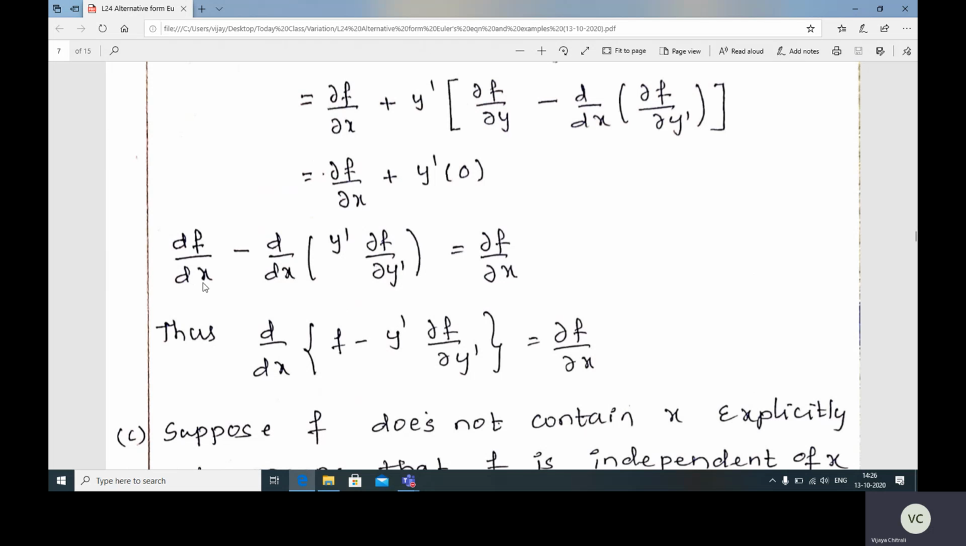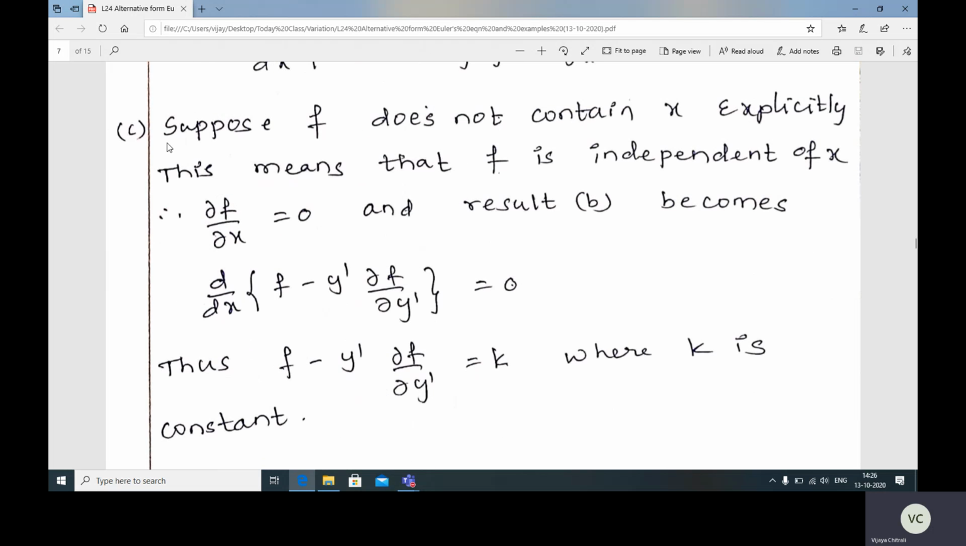So this is required second result or B. Next, third one, C. Suppose f does not contain x. This means f is independent of x. So f is independent of x means obviously ∂/∂x of f is 0. Now substitute this 0 in result B. So we'll get here d/dx of (f minus y' ∂/∂y' of f) is equal to 0.